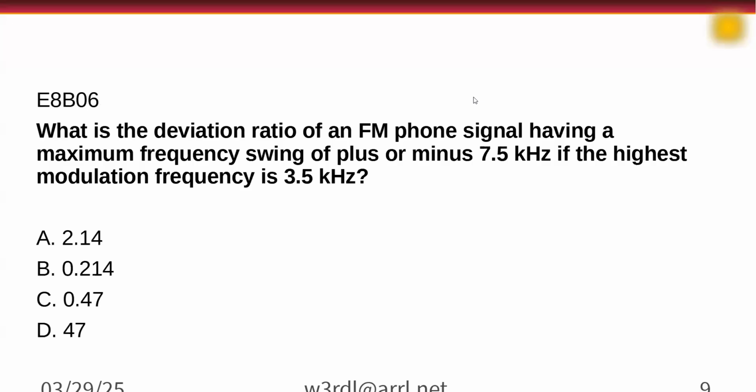What's the deviation ratio of a phone signal having a maximum frequency swing of plus or minus 7.5 kilohertz, and the highest modulating frequency is 3.5 kilohertz? Should be able to do that without a calculator. 2.14.